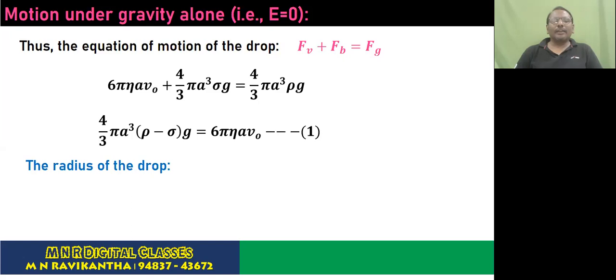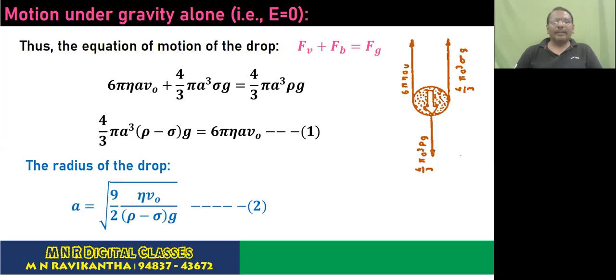Therefore, rearranging the terms and cancelling the possible terms, we get the radius of the drop, A, equal to the square root of 9 by 2 eta V naught divided by (rho minus sigma) into g. Call this equation 2.